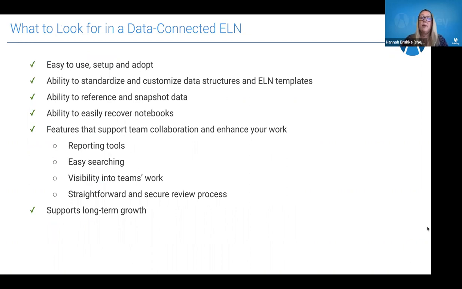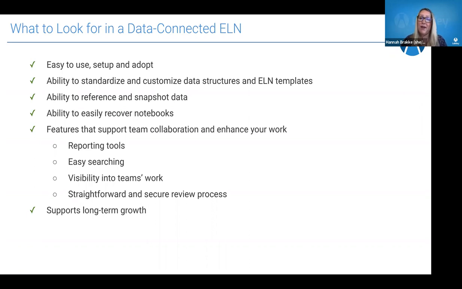So as we think about these things, I think it's really important to look at data connected ELNs in the full picture for your lab. So I'm looking now, it looks like the majority of us are not using data connected ELNs. And so really what we want is, hopefully, to convince you that this really is the way of the future.